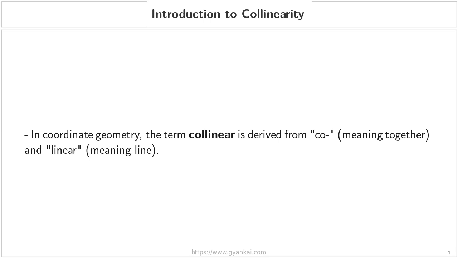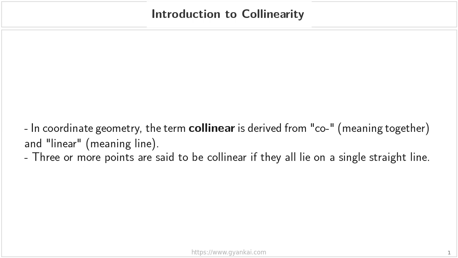To start off, let's look at the terminology. The word collinear might sound a bit complex, but it's actually quite intuitive if you break it down. It is derived from the prefix co, which means together, and the word linear, which refers to a line. So, when we talk about points being collinear, we are simply talking about them being together on a line. More formally, we say that three or more points are collinear if they all lie along a single, straight line.